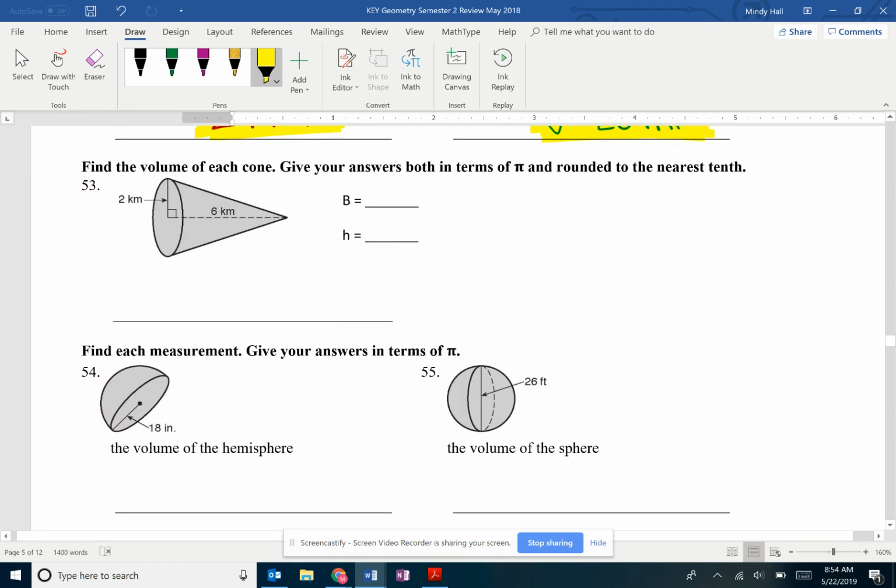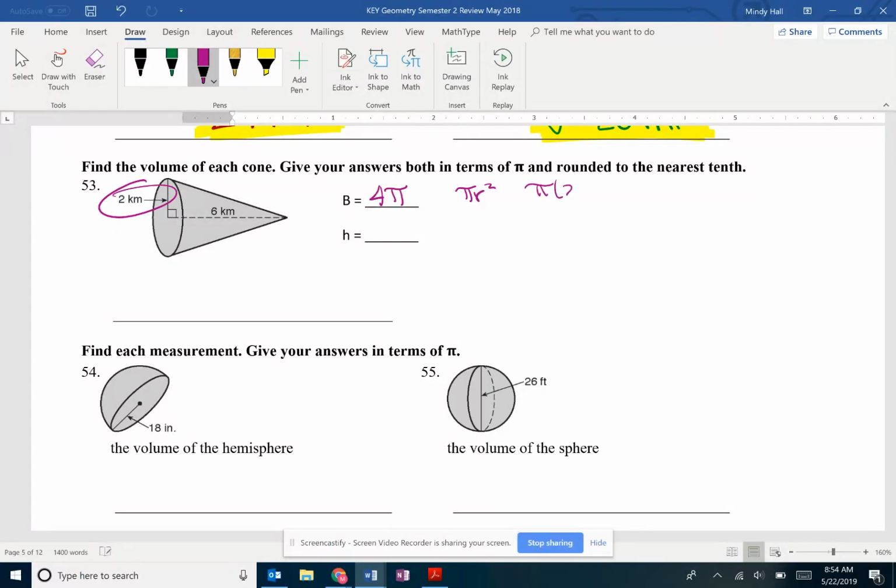To find the volume of this cone, again, remember base area is pi r squared. So our radius is 2. So I'm just going to say this is 4 pi because it'd be pi times 2 squared, and 2 squared is 4. And then our height is 6. So when we want our volume, it's still base area times height divided by 3. So that's 4 pi times 6 divided by 3. So in terms of pi, we would do 4 times 6 divided by 3 to give us 8 pi.